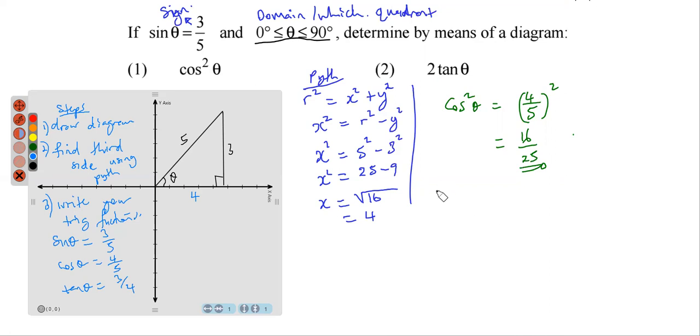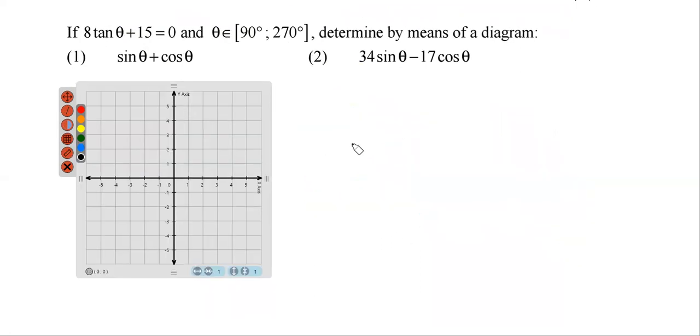That's how you get cos squared theta. Let's look at 2 tan theta. What is our tan theta there? Tan theta is equal to 3/4. It's going to be 2 times 3/4. You just write the expression as you have, and this one will give us 3/2. That's it. So that's how you do it, simple as that. Let's move on to the next question here and see if we can tackle it.